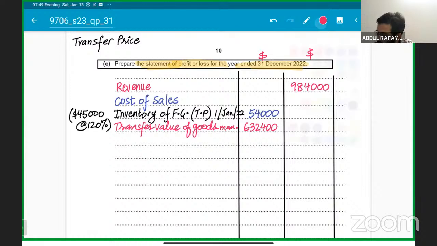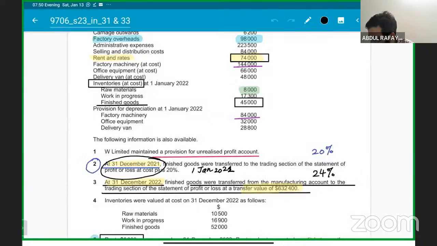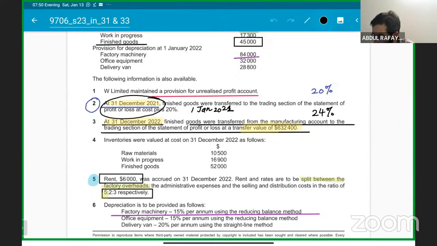Got it, students? Then you will apply the same for the closing inventory. So let's start from here: inventory of the finished goods at the end of the year will also be at the transfer price, students, at 31st December 2022. Are you guys getting it? Show the working to the examiner as well, the same way. It's just the closing inventory. Follow very carefully.